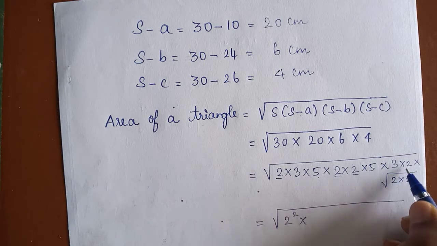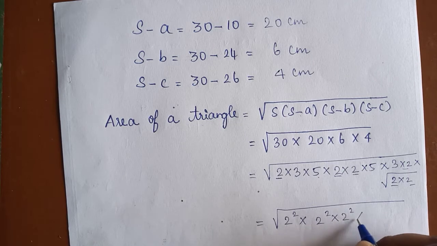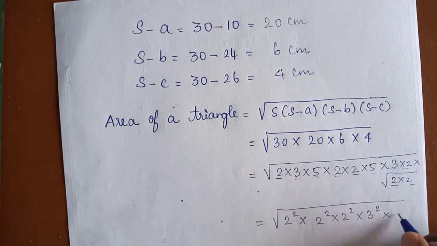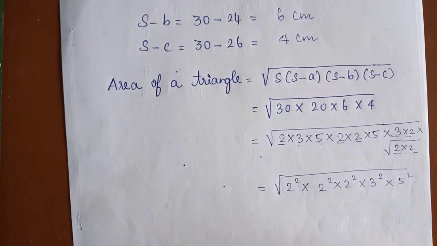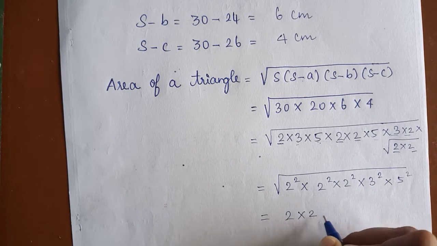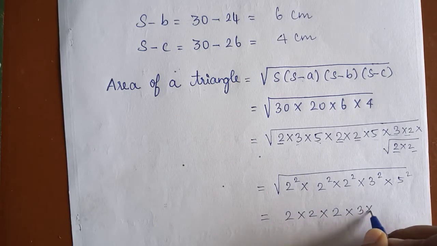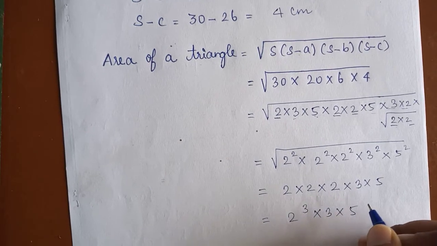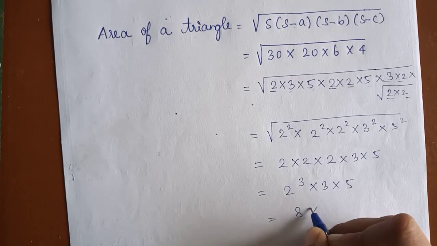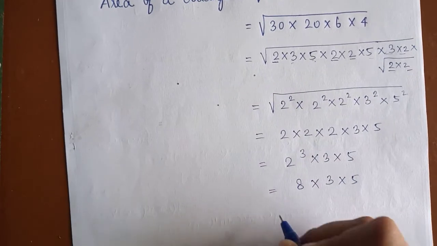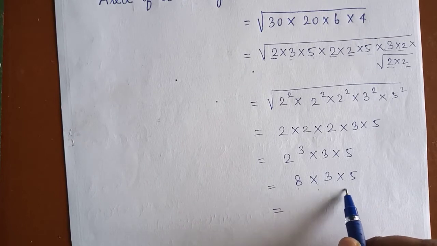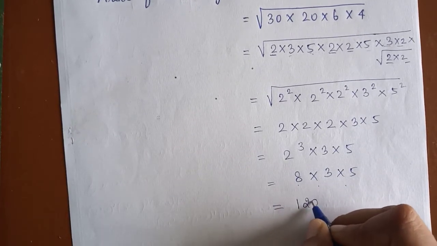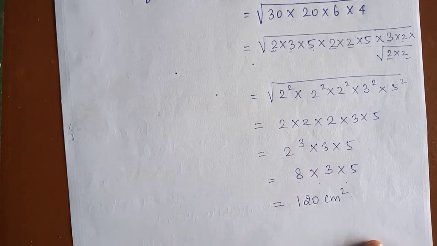into 2 square, again 2 square into 3 square into 5 square. Now square and square root get cancelled. We get 2 into 2 into 2 into 3 into 5, which is equal to 2 cube into 3 into 5. 2 cube value is 8, into 3 into 5, which is equal to 8 into 15. So 8 into 15 is nothing but 120 centimeter square.